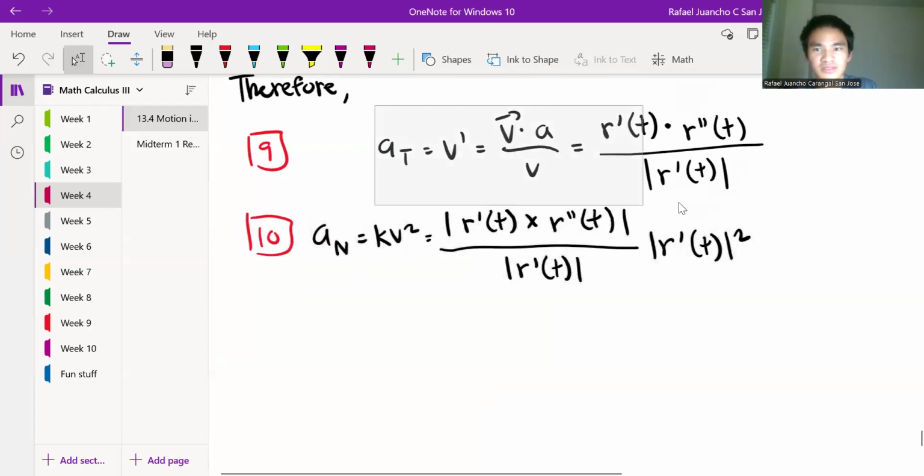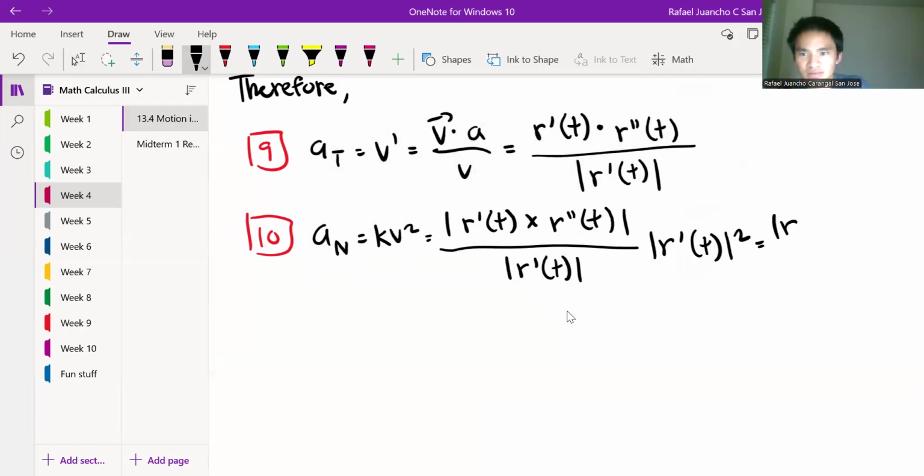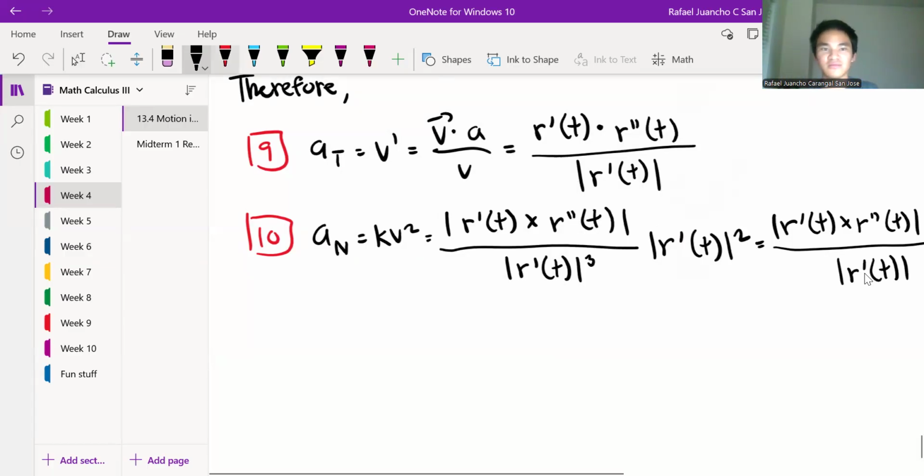Let me just adjust. So we can simplify this to be, well, the cross product of my first and second derivative over the magnitude of my first derivative, right? Because I just cancel this out. This becomes 1, this becomes 0. So that's the idea.